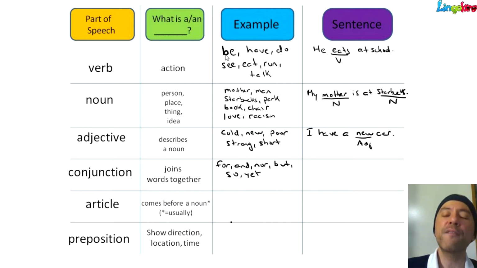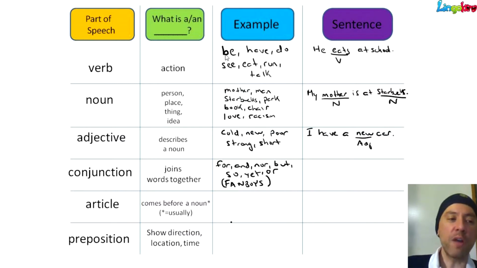One easy way to remember conjunctions is by remembering this word, fanboys. Okay? So fanboys is a way you can remember the conjunctions, where the F is for, A is and, N is nor, B is but. I wrote these. Oh, I forgot or. Okay? O is or, Y is yet, and S is so.